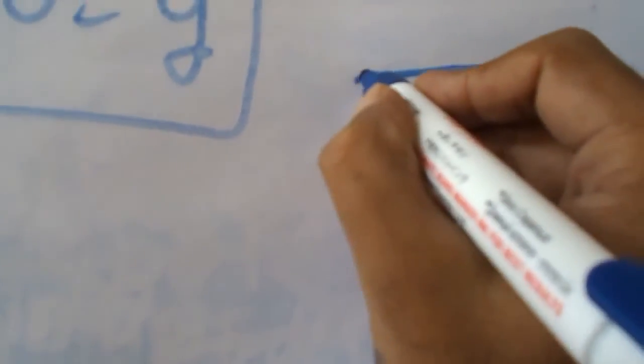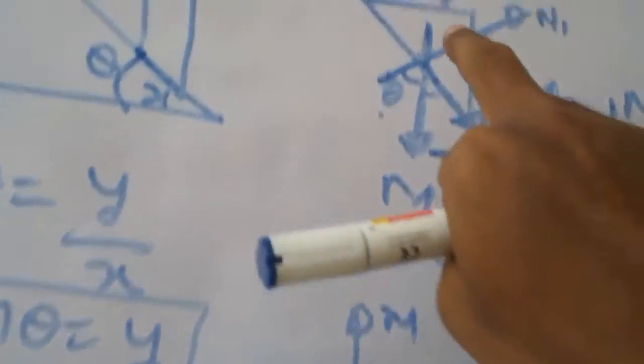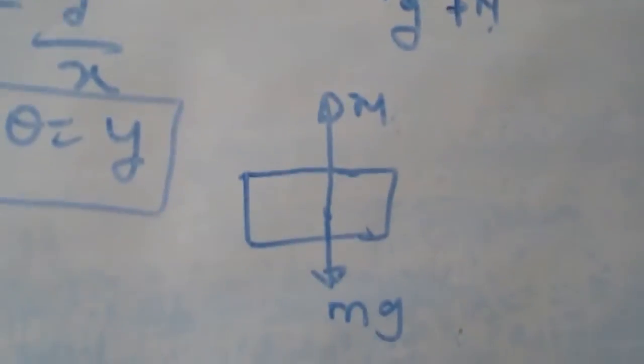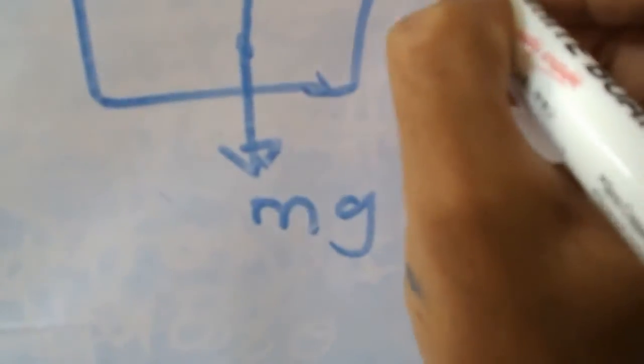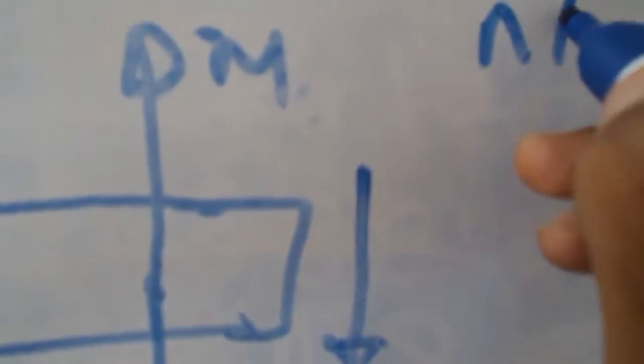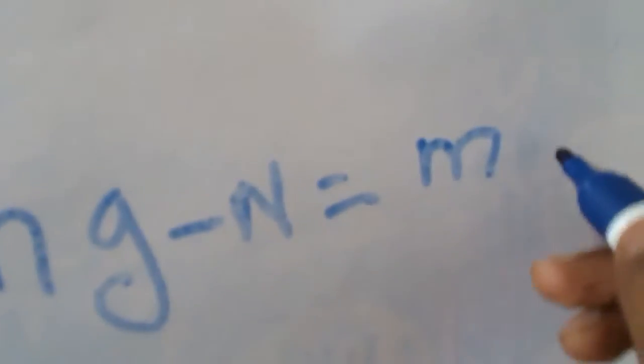Now we should consider this small block. Draw the free body diagram for this. There is only one normal force. This is the mg, this is small m g, and here is the normal reaction, applied by the other block by Newton's third law. It is moving downward, because I just analyzed its motion. It is not going upward. So small m g minus N is equal to small m ay.